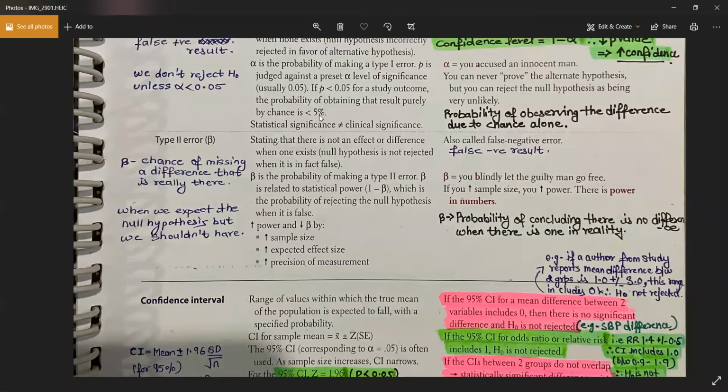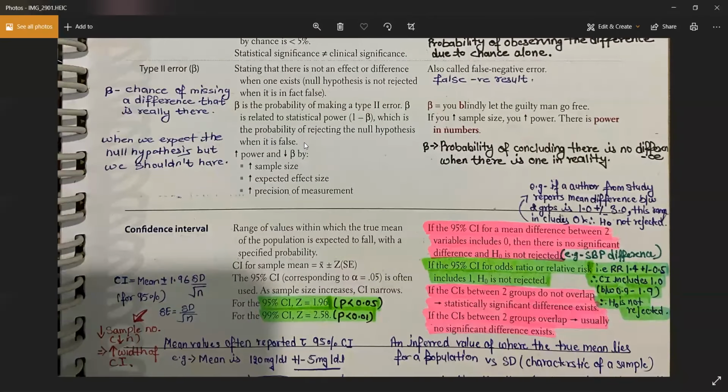Okay, then comes the type 2 error or the beta error. We have discussed it. It would be neglecting a difference when in real life there is one existing. Okay, the probability of concluding that there is no difference when there is one in reality. This would be your type 2 error. Or how you can reduce a type 2 error? By increasing the sample size, by increasing the expected effect size, and by increasing the precision of the measurement. Okay, it is kind of a false negative result.